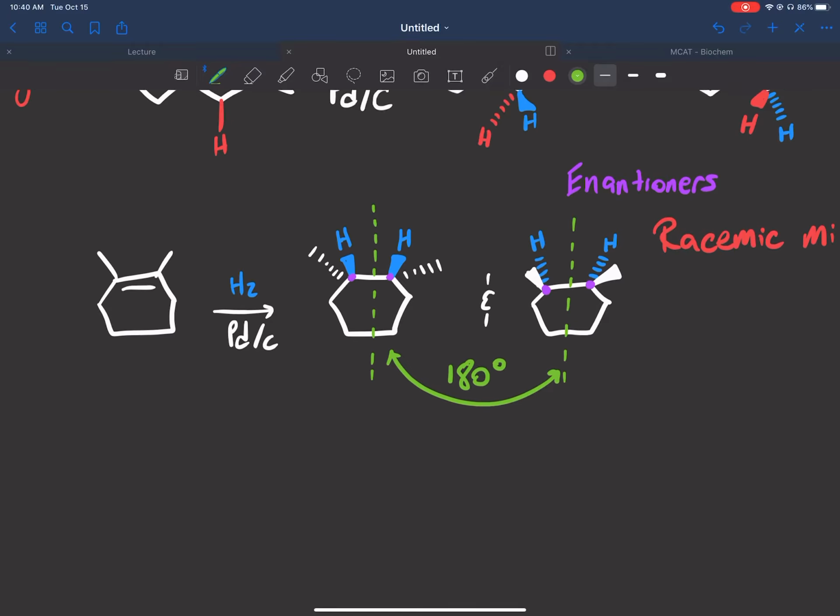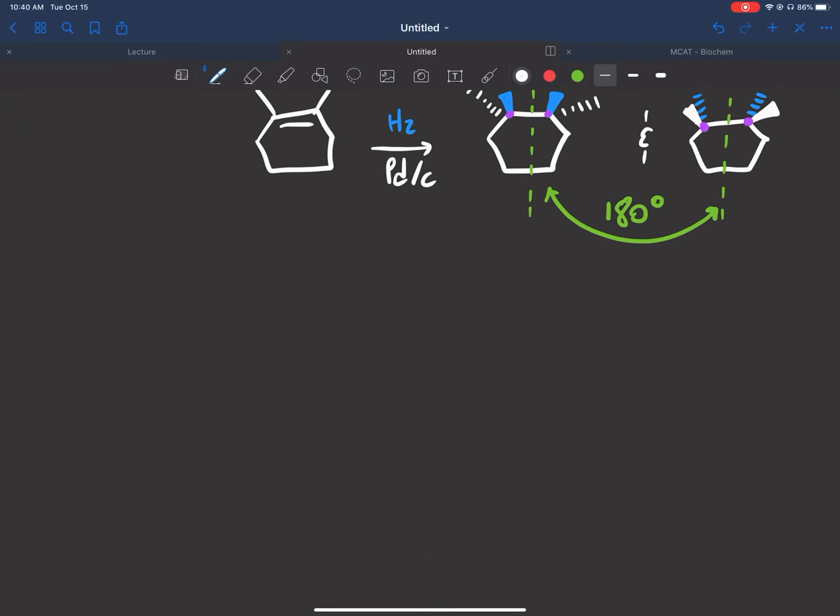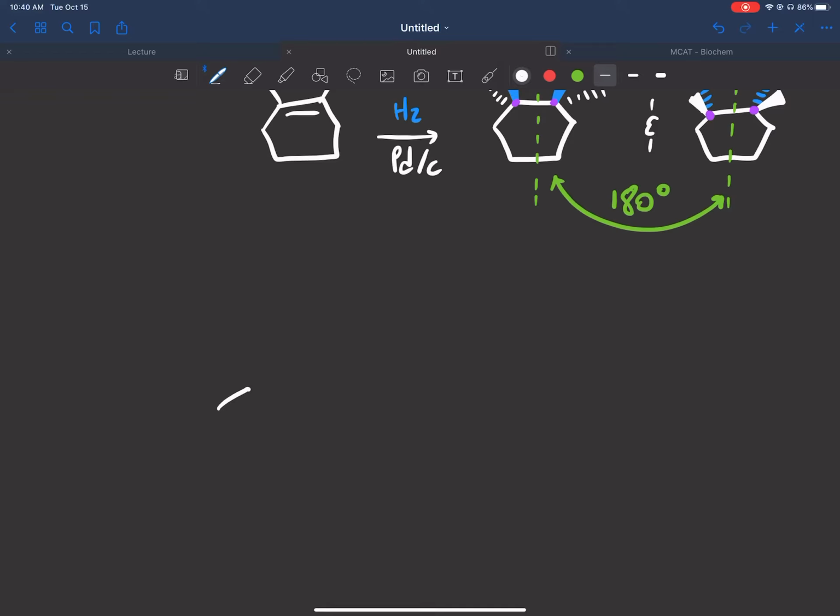Now let's look at an example of anti-addition. Okay? So I'm going to draw this. And so what is an anti-addition? What reactions qualify as anti-additions? Well, any of the reactions with the halogens that form a three-membered ring intermediate, those are considered anti-addition. Okay? Not the ones that form carbocations.